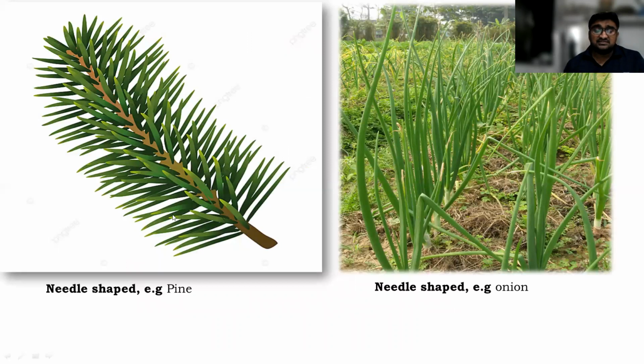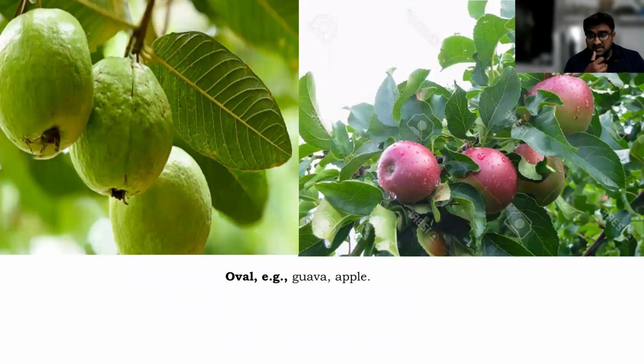Now we can see the different diagrams. This one is the example of needle shaped leaves, which have very blunt end points. Onion or pines are the types of plants in which needle shaped leaves are present. Now these are the examples of oval shaped leaves. In the case of the guava plant, and also in the apple plant, the shape of the leaves is oval. So these are the oval shaped leaves.